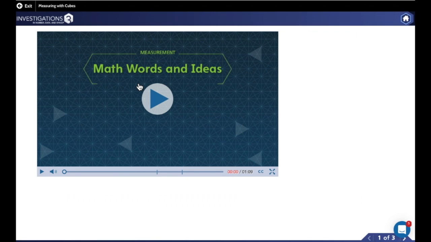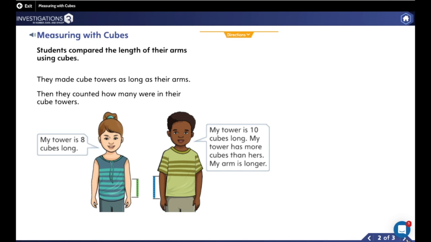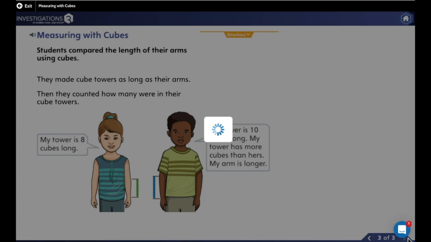Now, friends, the other things you have to do today. First, a video about measuring with cubes. This is especially important because we can't practice it in person, so we're going to practice it on the computer. If I click my arrow, again, if I press the play button, it will read it to me. They're talking about cube towers.